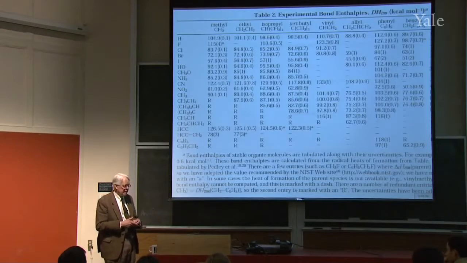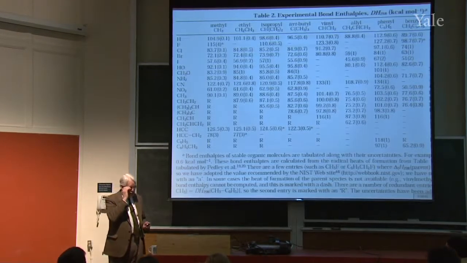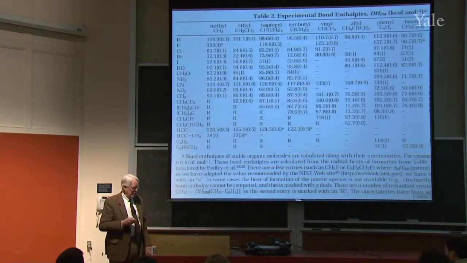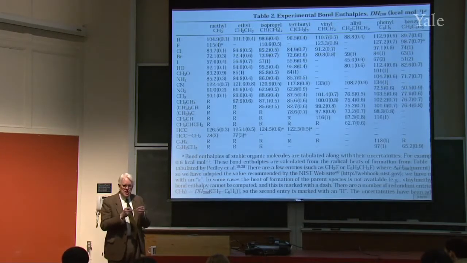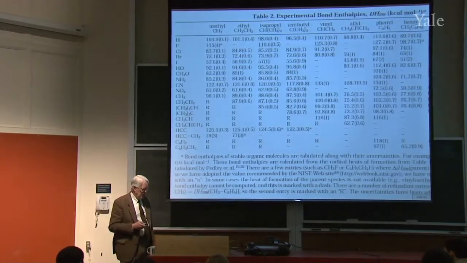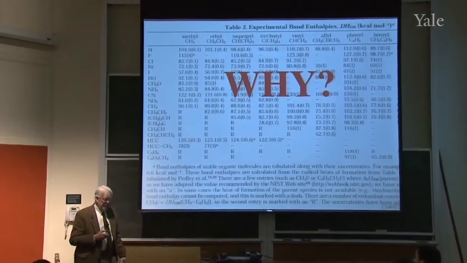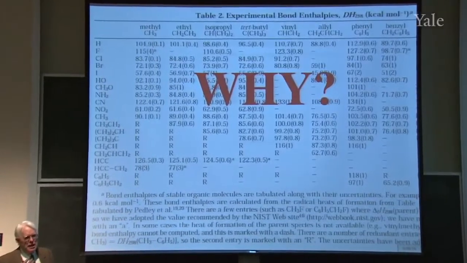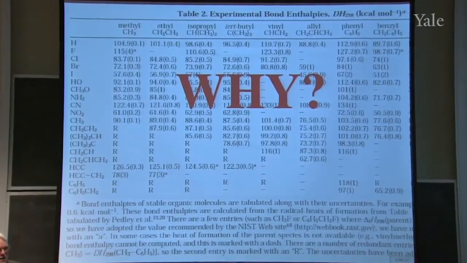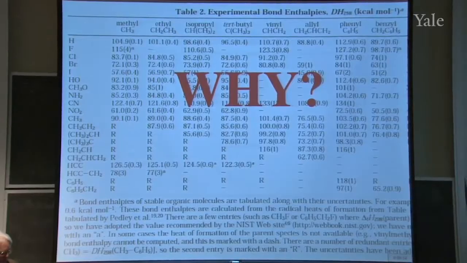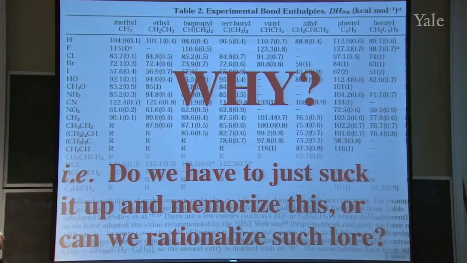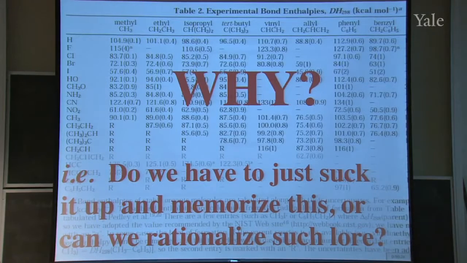Okay, so last time we were looking at this table of experimental bond dissociation energies, bond enthalpies as they're called. There are a zillion of them, right? And they're known very well. But what we would like to understand is why. Why do they have these values? So you don't have to memorize the whole table. That is, do you just have to suck it up and memorize this? Or can you understand this kind of lore, what the rate constant should be, what the energy should be for the strengths of these bonds that you're trying to break?